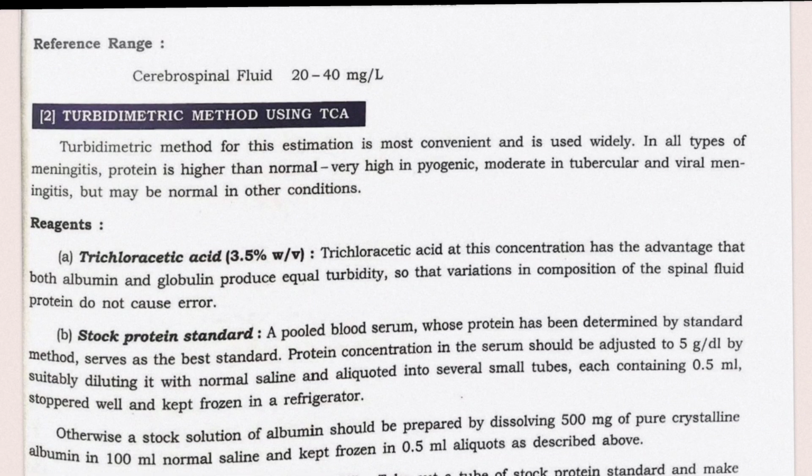A stock protein standard: a pooled blood serum whose protein has been determined by a standard method serves as the best standard. Protein concentration in the serum should be adjusted to 5 mg per deciliter by suitably diluting it with normal saline, aliquoted into several small tubes, each containing 0.5 ml, stoppered well and kept frozen in a refrigerator.